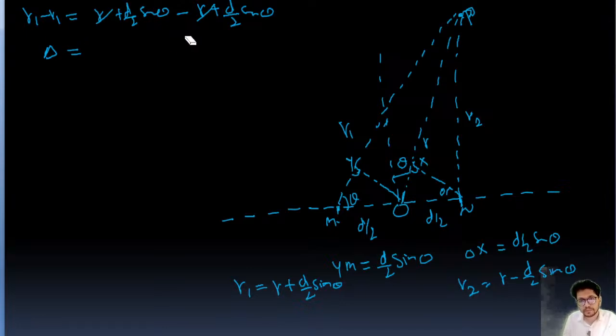So delta is d sine theta. Okay, d sine theta. So now this is the delta value, that is d sine theta. And also in the question it is given, guys. What is given? I'll show you.